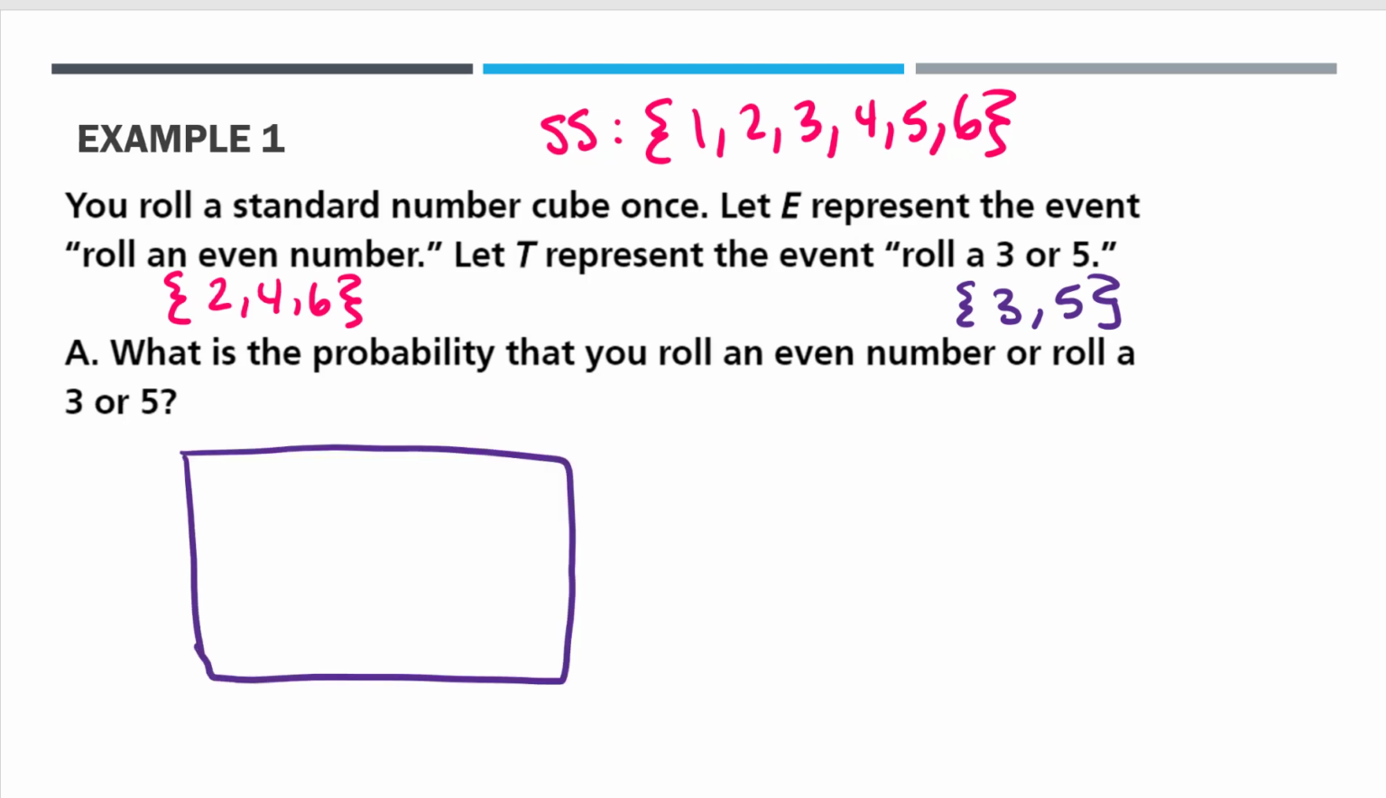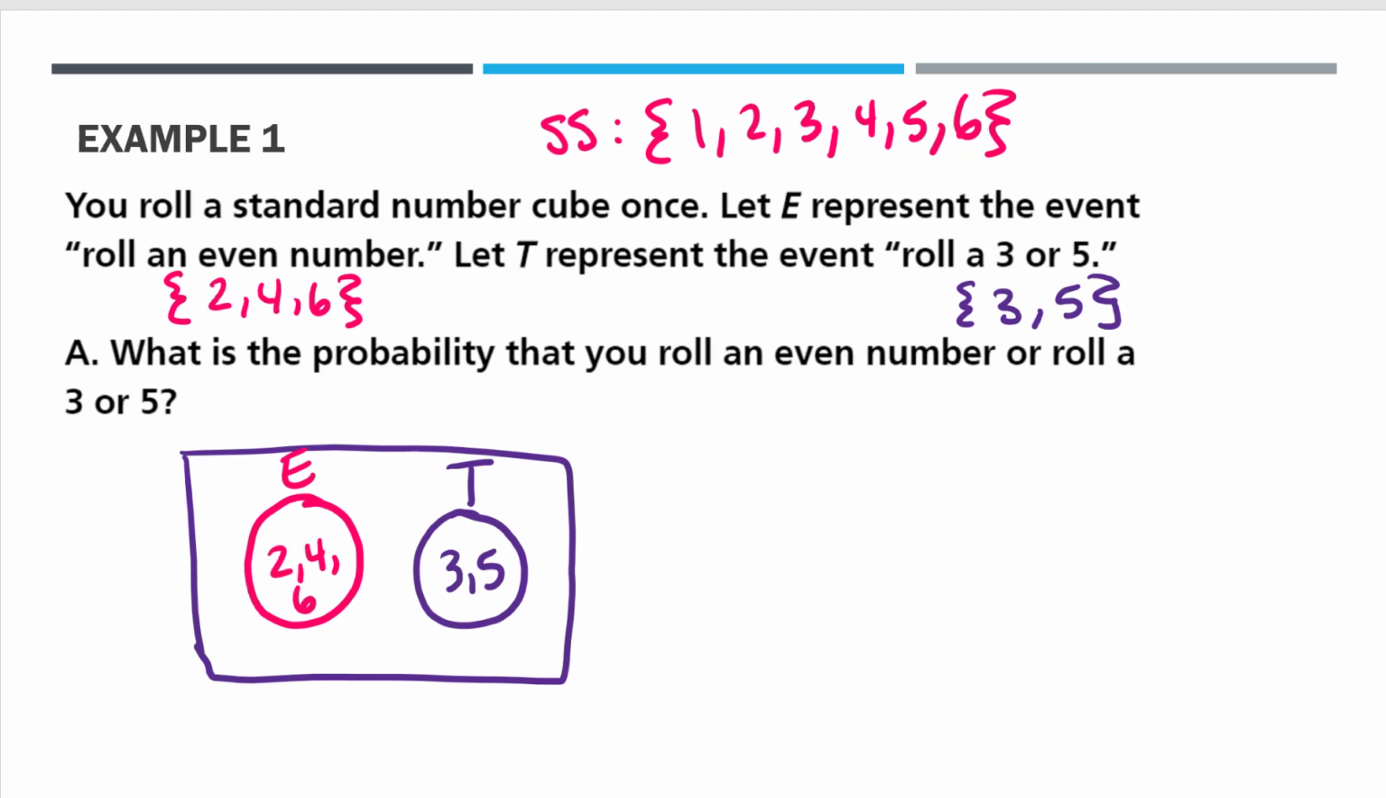When I draw my circles, I'm going to do a quick check and make sure we don't have any overlapping outcomes. And we do not, so there is E and T. In T, I have 3 and 5, and in E, I have 2, 4, and 6. And then my sample space holds whatever's left over, so that would be a 1, and that's it.